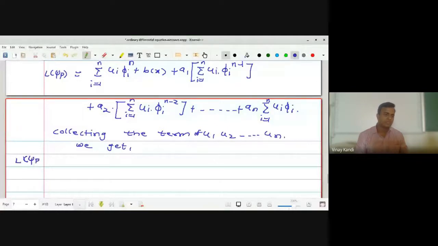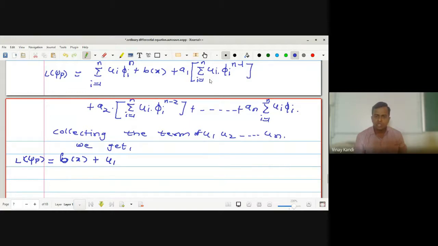L of psi p is equal to, now take u1 common from this summation. Okay, so this b of x remains as it is here. Now take u1 common from this summation. Okay, so here we get phi 1 raised to n.